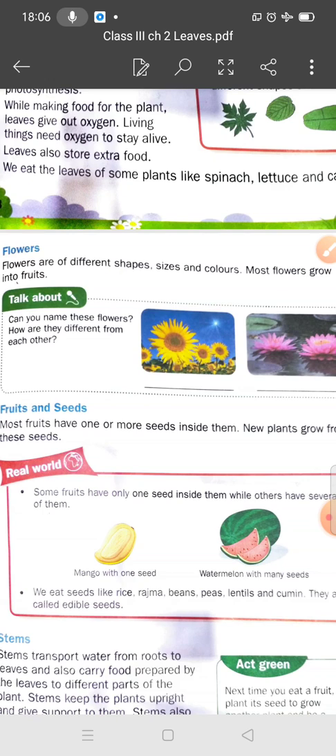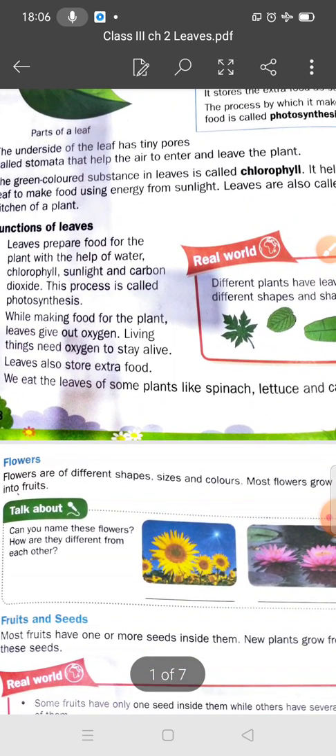Okay student, so find out and read this also, and collect the different types of leaves and draw the outline of each leaf in your notebook.